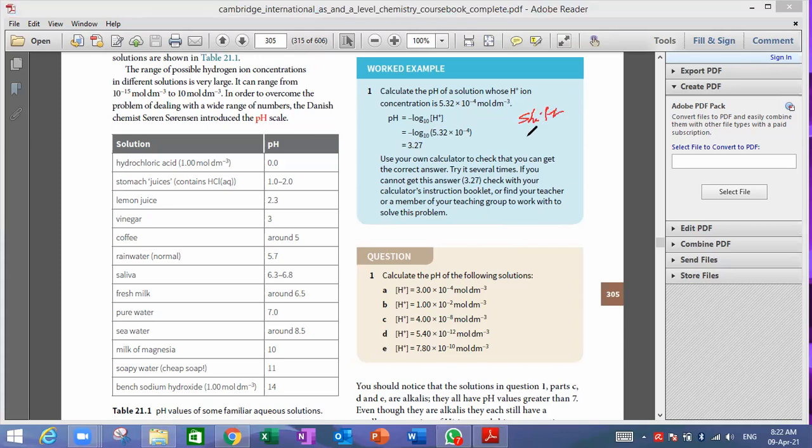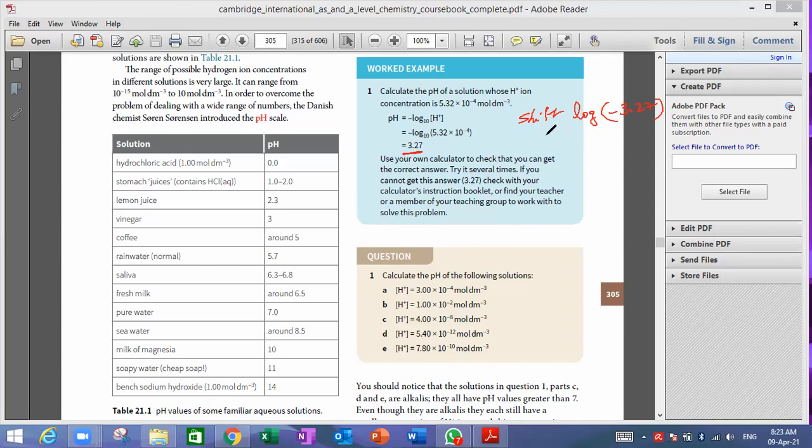Okay, so either you write shift log. You see there is a button at the upper part of the calculator that is written shift. So you press shift and then log, and then you put the number that he gave us in negative value, 3.27. Shift log, and then between brackets minus 3.27, and you will get the hydrogen ion concentration.